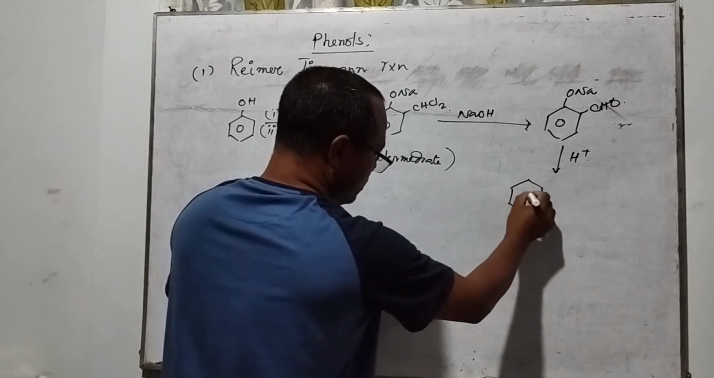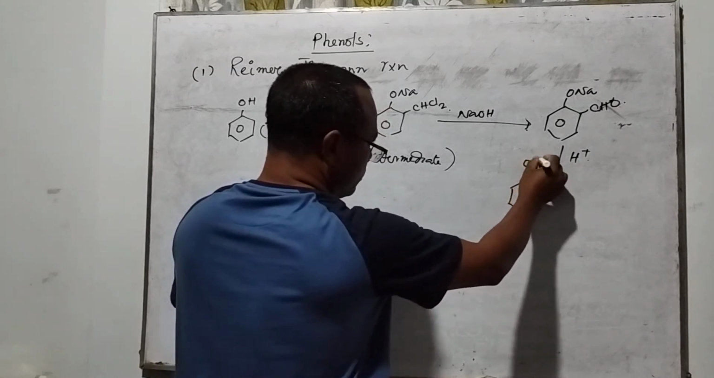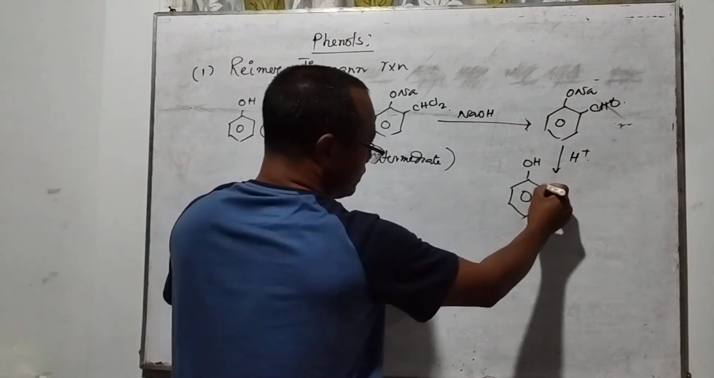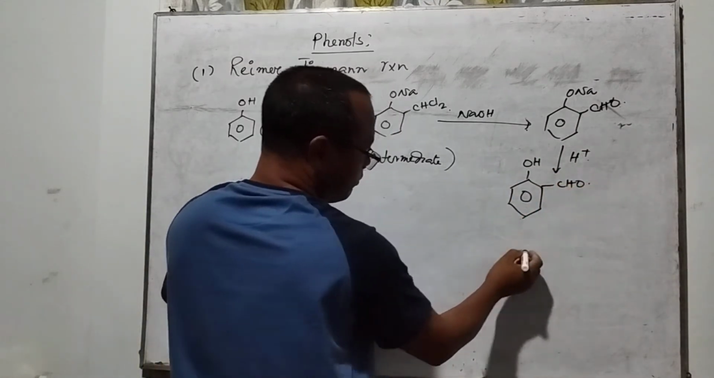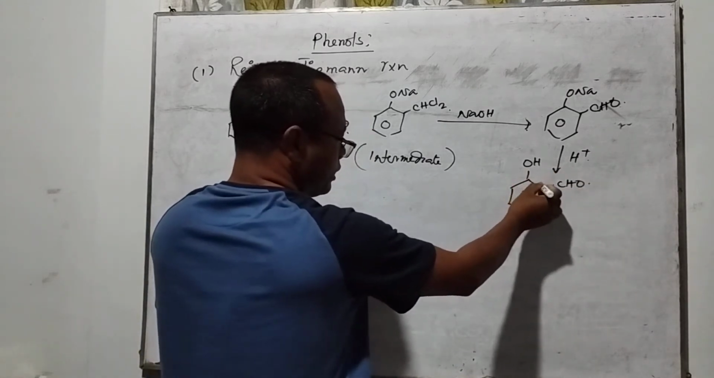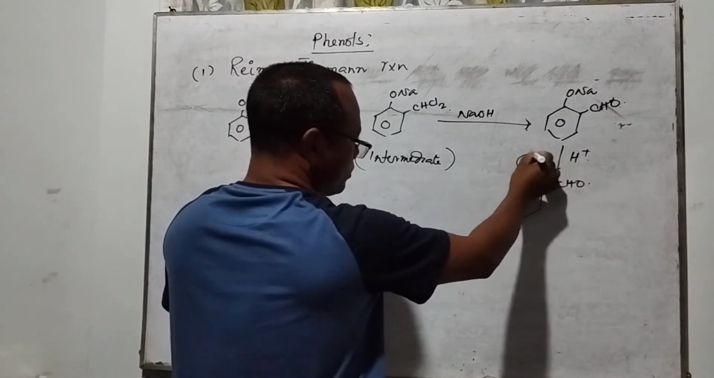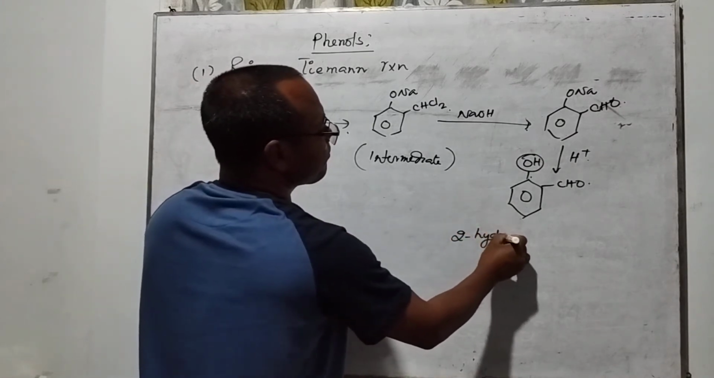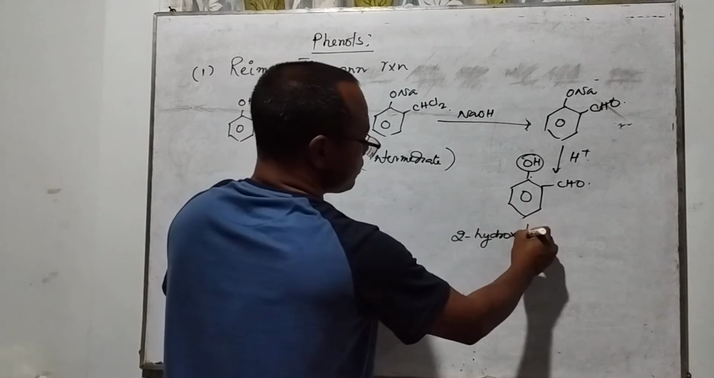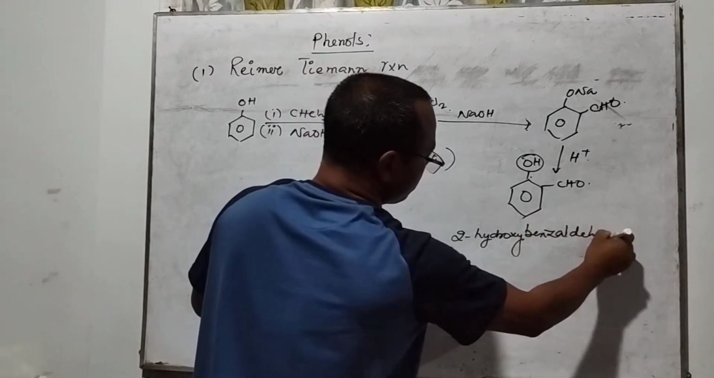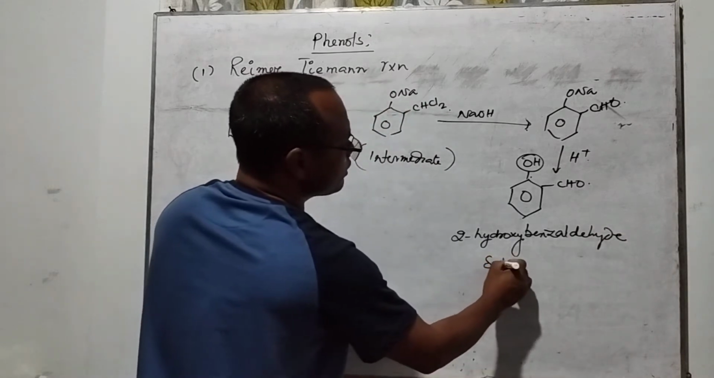Now what is the compound here? The sodium is removed by the hydrogen, and it is formed like this. So this is the compound. Here the main parent name is benzaldehyde, with an OH group at the 2 position. So the compound is 2-hydroxybenzaldehyde. Commercially, the name of this compound is salicylaldehyde, right?